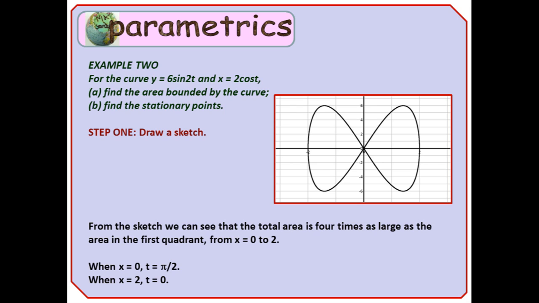Example 2 has a bit of trigonometry in it. For the curve y equals 6 sine 2t and x equals 2 cos t, A. Find the area bounded by the curve, and B. Find the stationary points. Step 1. Draw a sketch. Done that using a computer. From the sketch we can see that the total area is 4 times as large as the area in the first quadrant from x equals 0 to 2. We'll need to convert our limits too, so when x equals 0, t equals pi over 2, and when x is 2, t is 0.